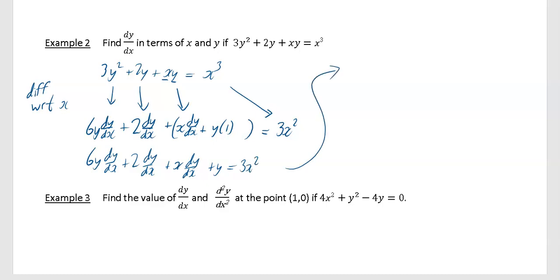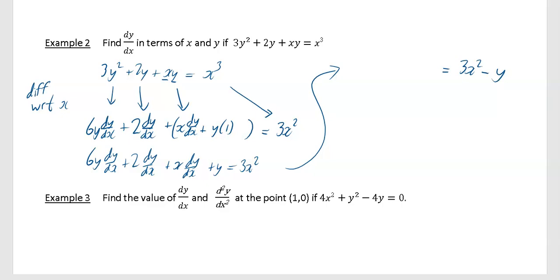Okay, we're going to go up here to finish this off. What we want to do long term here is to make dy by dx the subject. So I'm going to group all the dy by dx's on one side. Everything that is not a dy by dx term is going to get fired over to the right hand side. So I've got 3x squared already on the right hand side. I'm going to bring that y across so it becomes minus y.